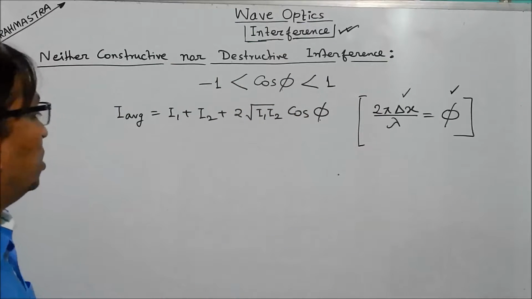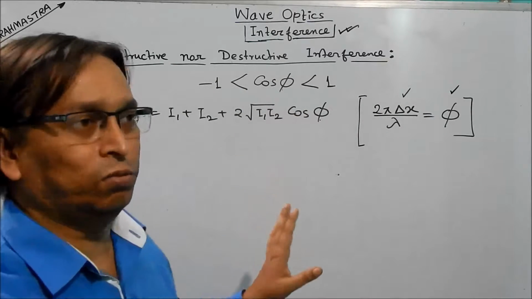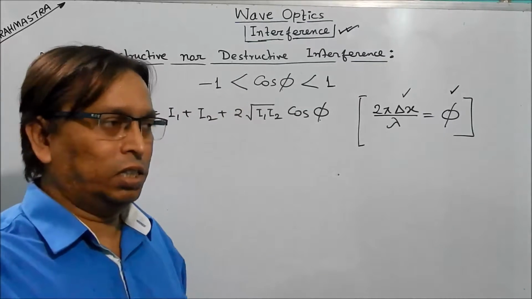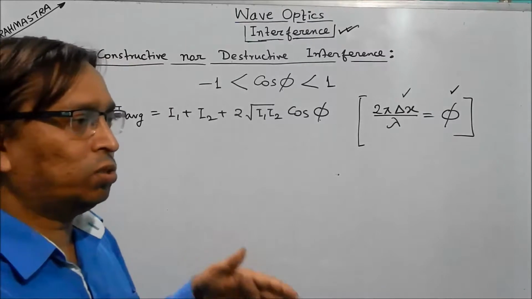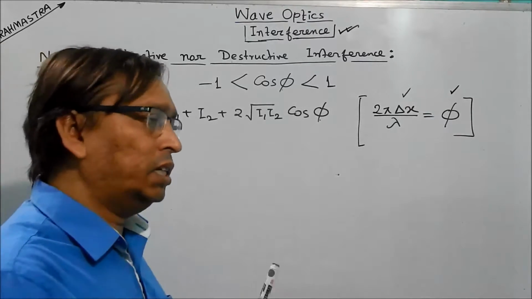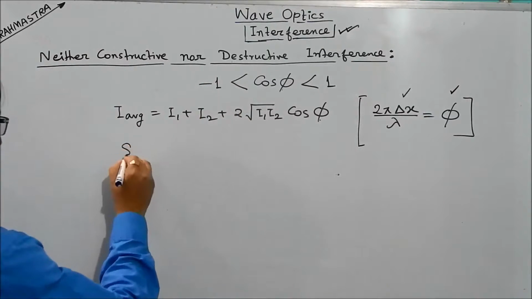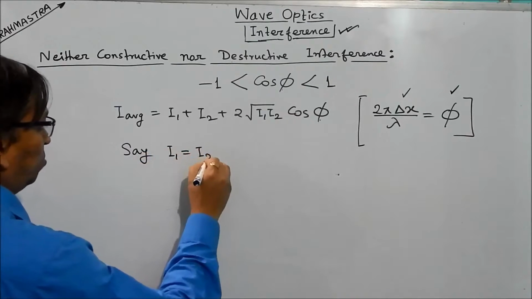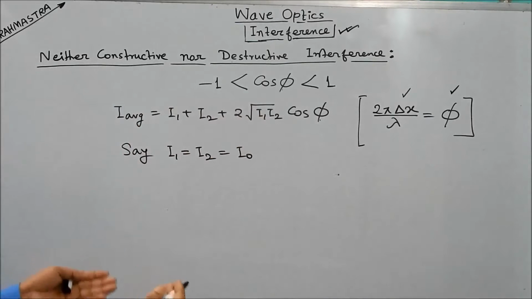So this will be easier to understand if we take I1 is equal to I2. This will be an assumption, but it is the most general case. If I take I1 equal to I2, that both the sources have the same intensity, then it will be much easier to understand. So say I1 equal to I2 is equal to I0. That means both the sources have the same intensities.